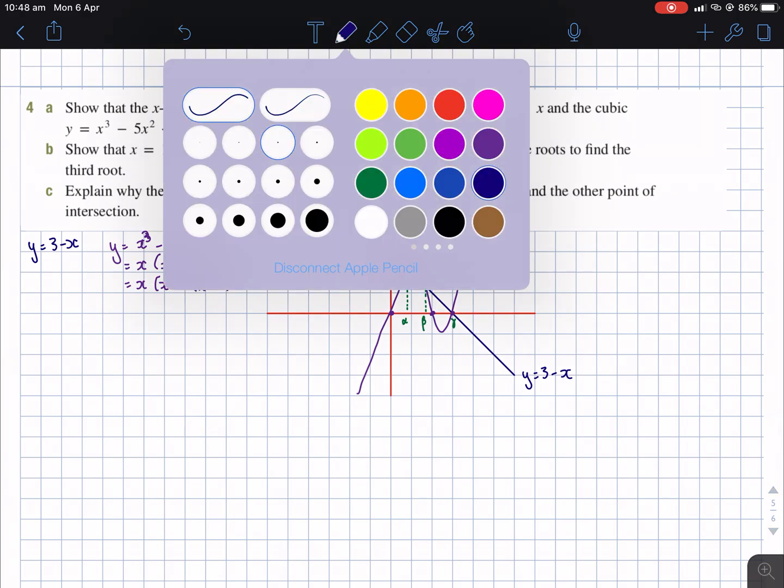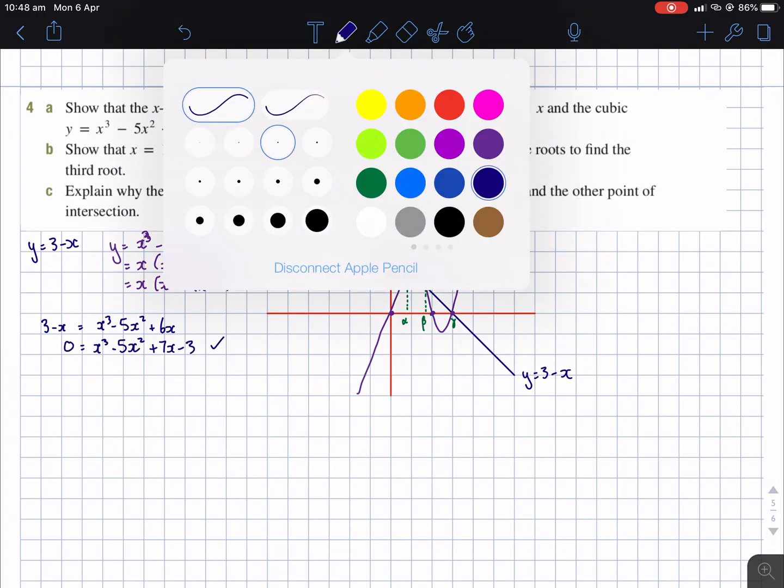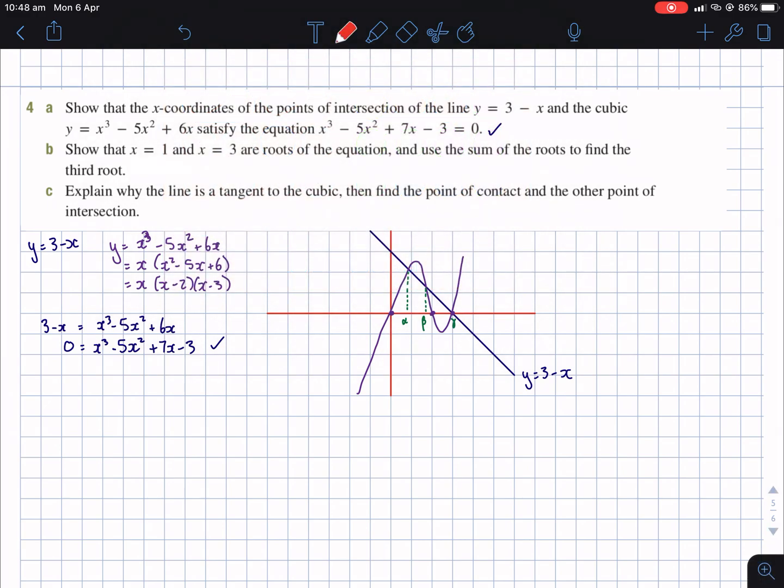Okay, so now they've asked us to show that it equals each other, like the normal first step. So 3 take x equals x cubed take 5x squared plus 6x. Get everything over to the right. I just like to get everything over to where the biggest power of x is. So we've got 0 equals x cubed, we're plussing, there's no x squared, so 5x squared. We're plussing x on, 7x, and we're taking that 3 away, take 3. Good, we're there.